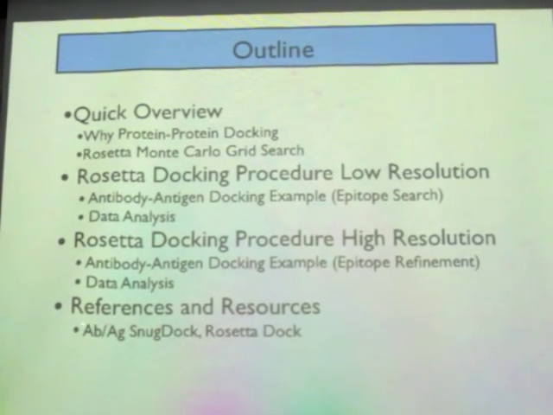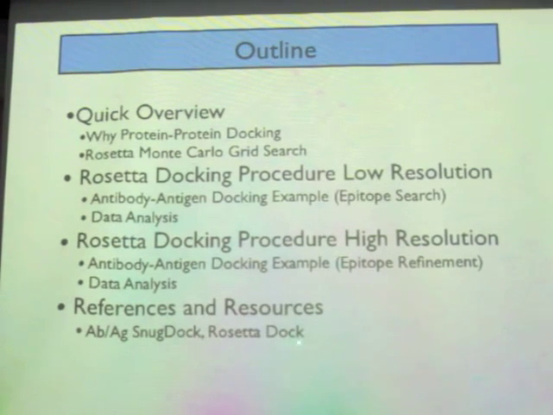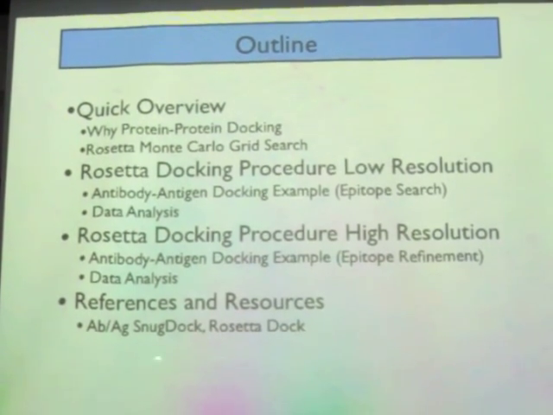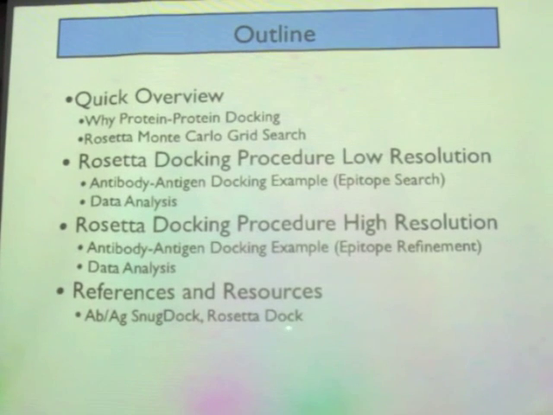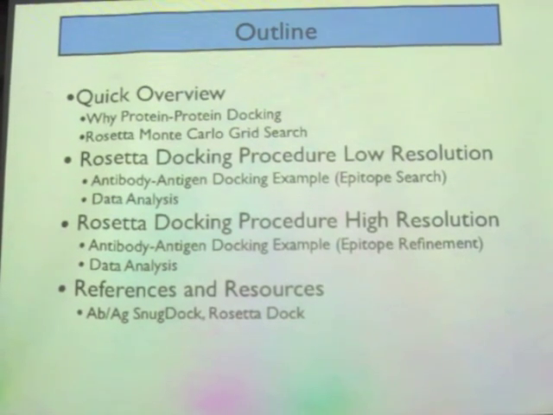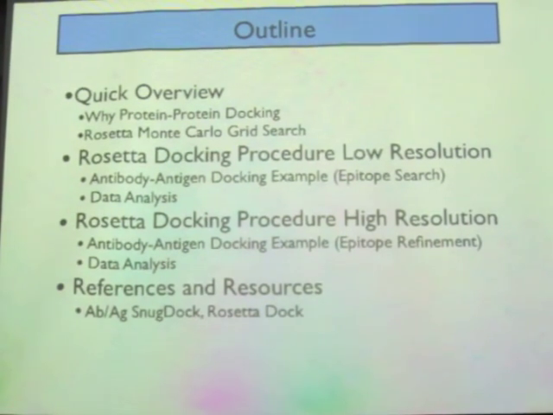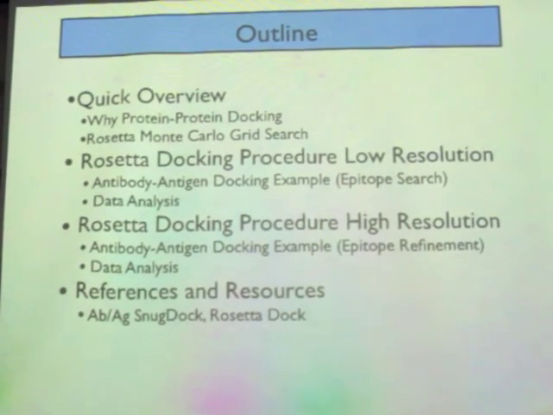And then finally I'll show you some references and resources where some servers, namely the Gray Lab, have taken it upon themselves to automate some of these processes. Not as robust as what I'll be showing you here today, but automated nonetheless.